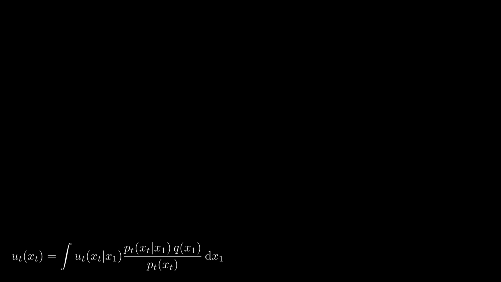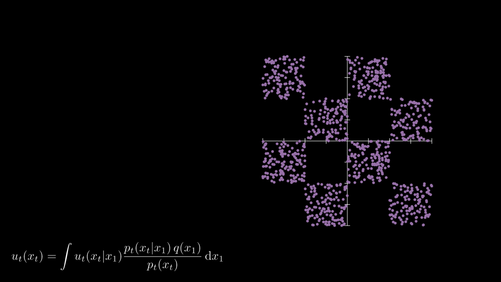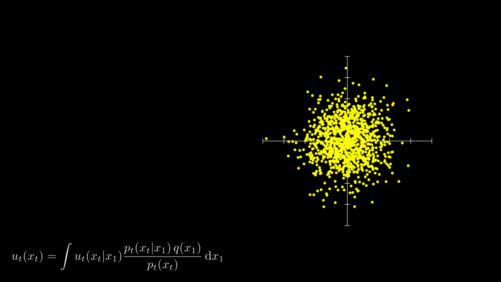Say we have the following data set of points, a 2D checkerboard, where all of this belongs to the data space and these gaps don't. All of these points belong to P1 of x1, and we will use a standard normal distribution as P0 of x0.